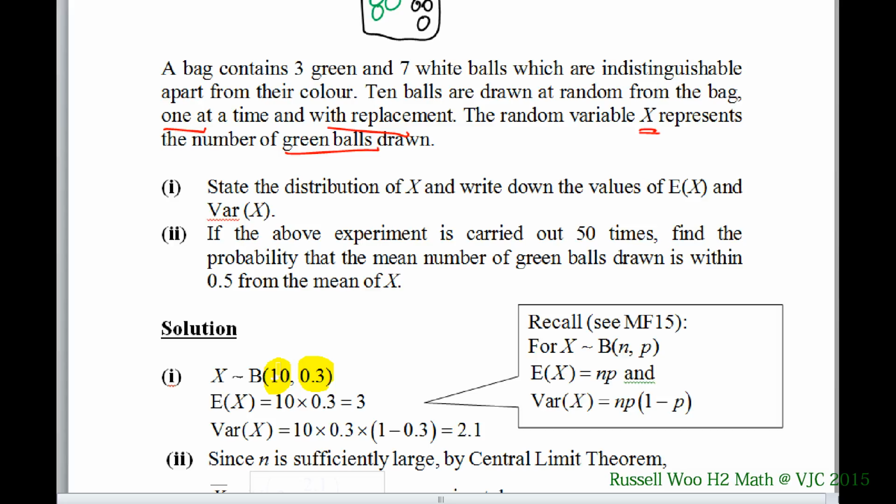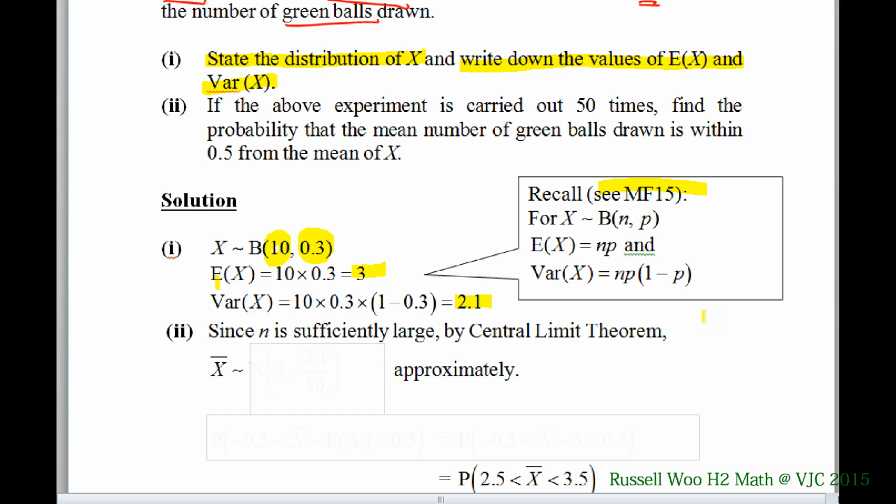Exam skill again, if they ask you to state the distribution of X, you don't just say X is binomial. Cannot. You must really give it, and you have to write down the expected value of X and variance of X. So we write down properly 3 and 2. This one you just see MN15, I don't want to go through. Okay? Now, the experiment is carried out 50 times.